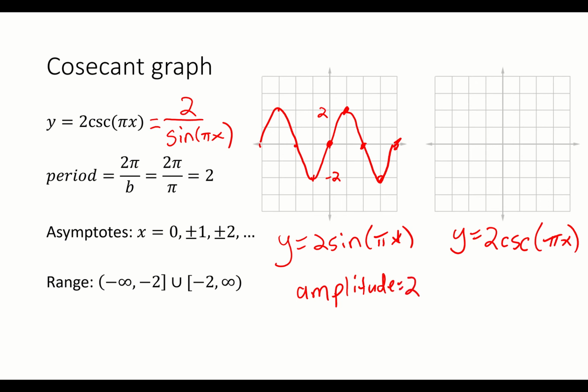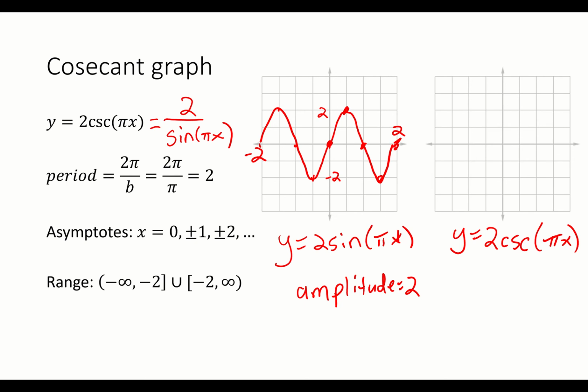The period is 2 pi over b for sine, cosine, secant, and cosecant functions. And in this case, b is 2. I'm sorry, b is pi. So the period will be 2 pi over pi. The pis cancel, and the period is 2. All right, so there is a graph of y equals 2 sine of pi x.